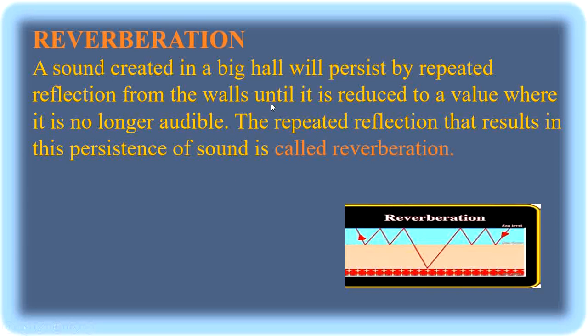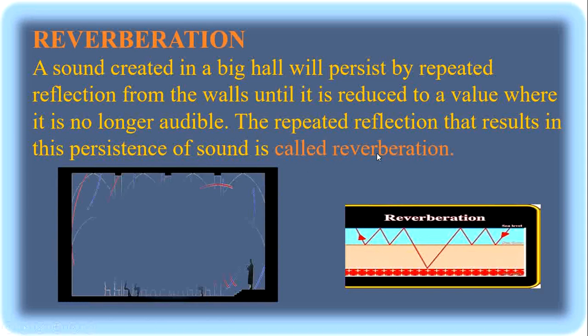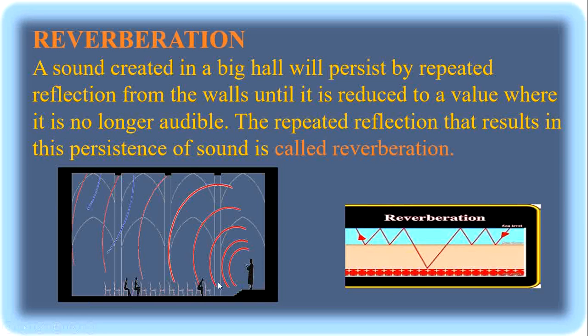What is called persistence? Persistence means the continued or prolonged existence of something. It is called persistence. So what is called reverberation? A sound created in a big hall will persist by repeated reflection from the walls. See this diagram. Here the repeated reflection will take place from the walls until it is reduced to a value where it is no longer audible.